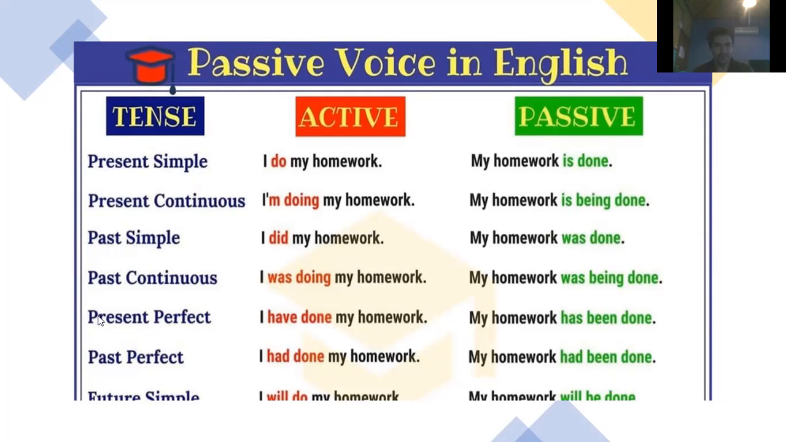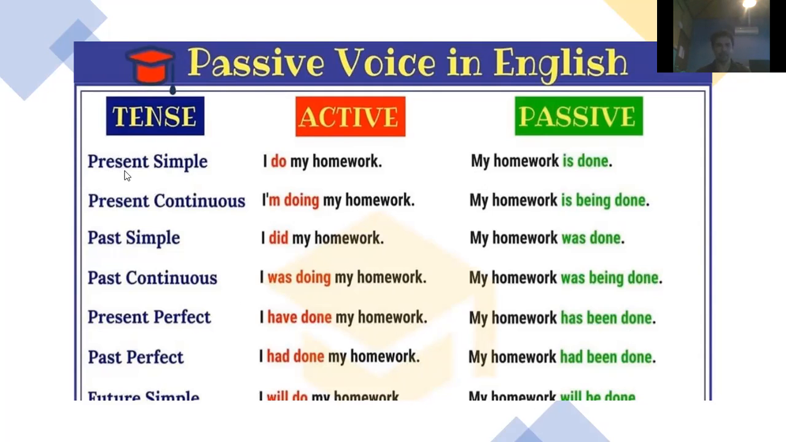Present perfect: my homework has been done. And we have a past perfect: my homework had been done. And then we have the future simple: my homework will be done. All right, those were all with the passive. Now let's read them together. Let's read the tenses, the active, then the passive.